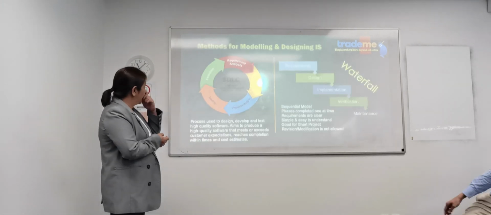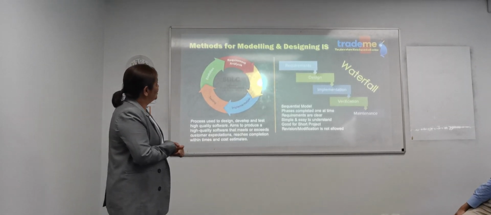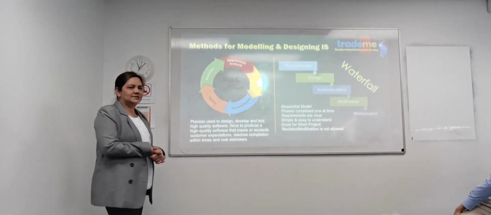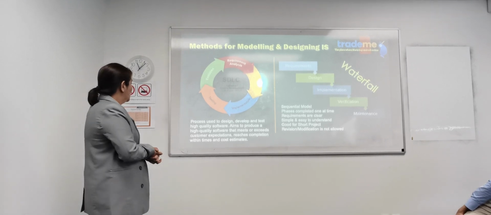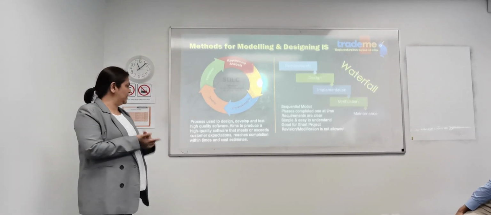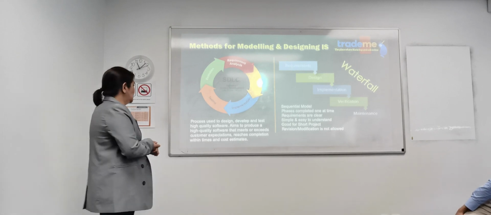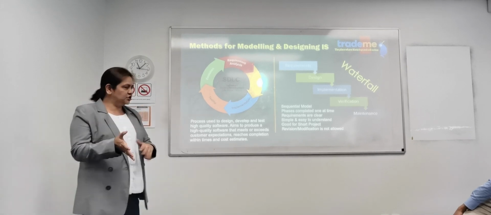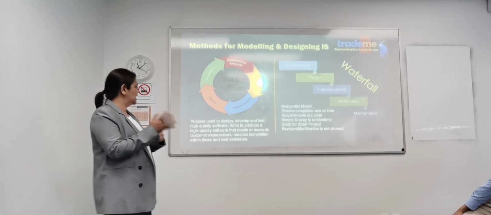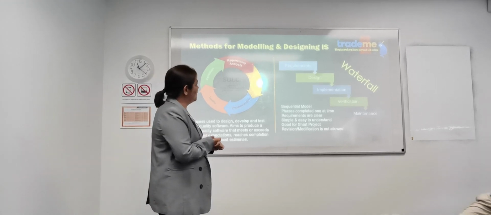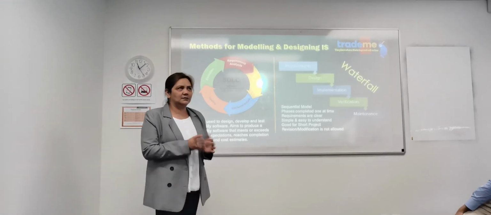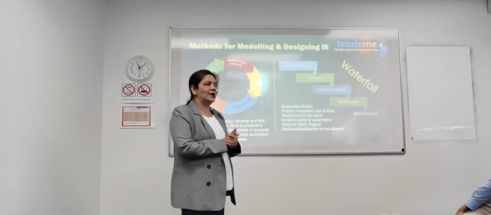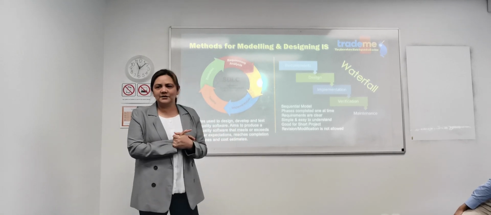Next, methods of modeling and designing information systems. SDLC, the software development life cycle, is a process used to design, develop, and test high quality software. It aims to produce high quality software that meets or exceeds customer expectations and reaches completion within time and cost estimates. I'll discuss first the waterfall, which is the first SDLC process that companies adopted before. But I think some companies are still using this.